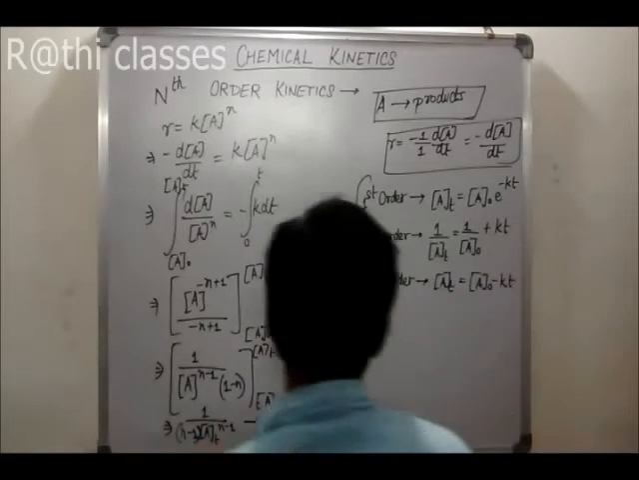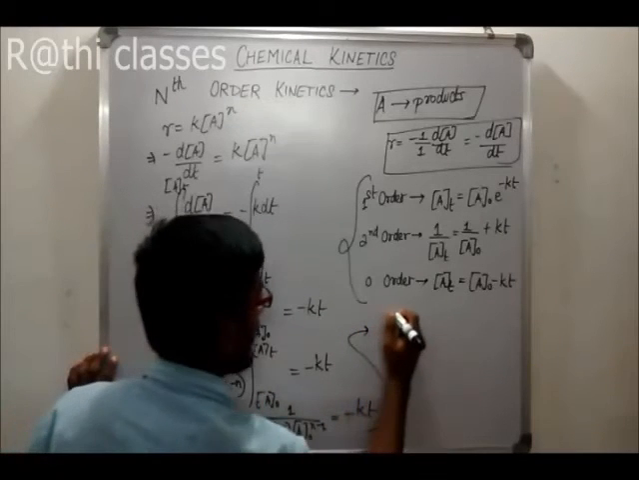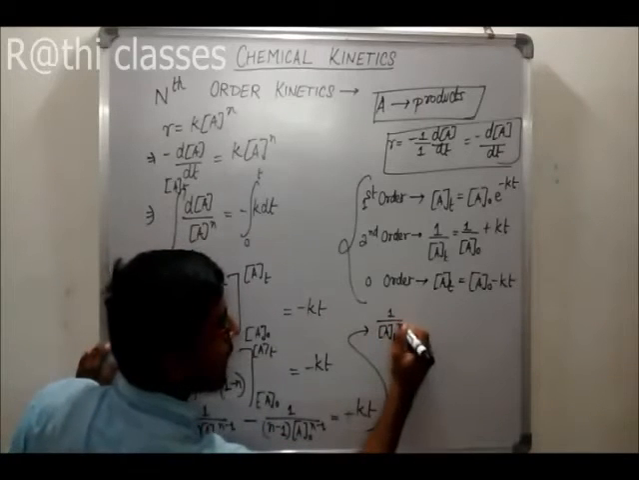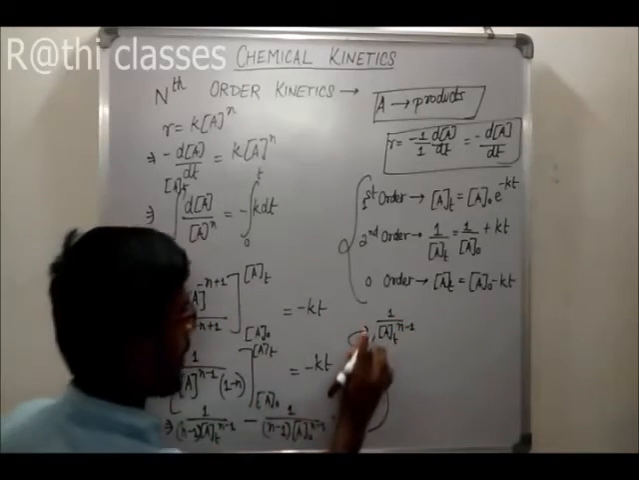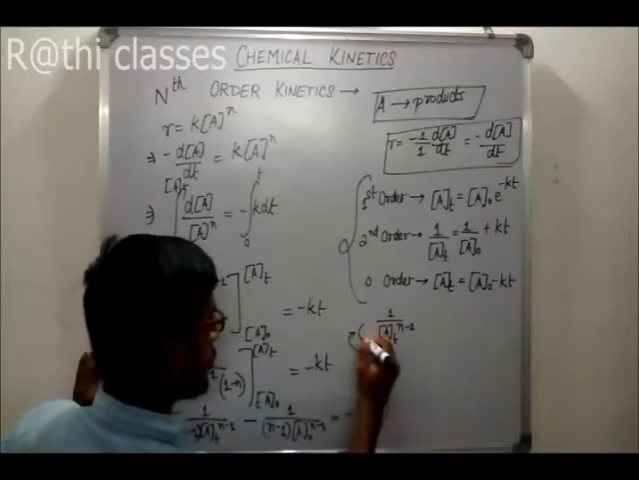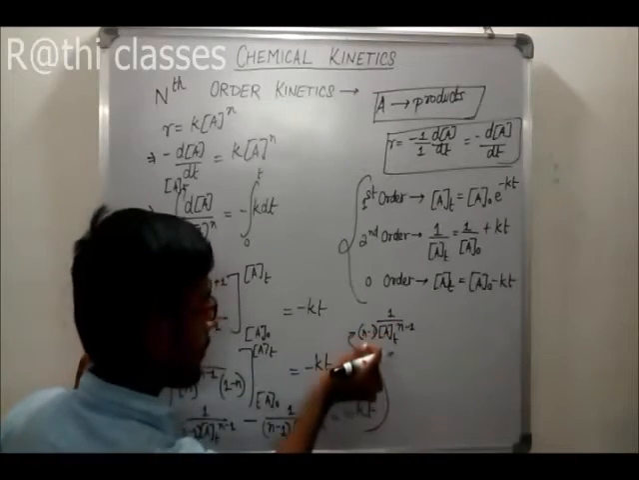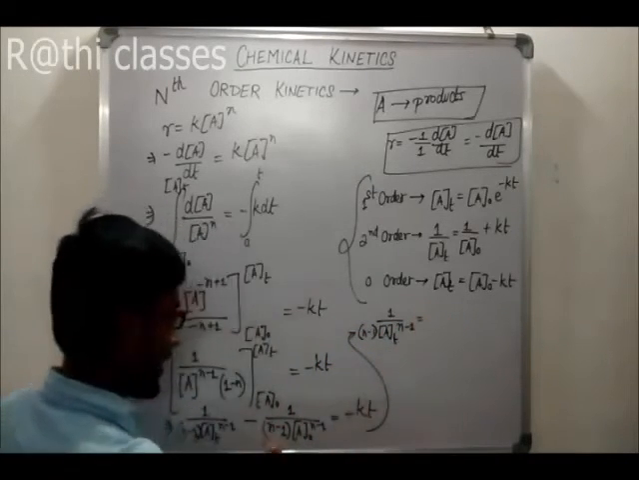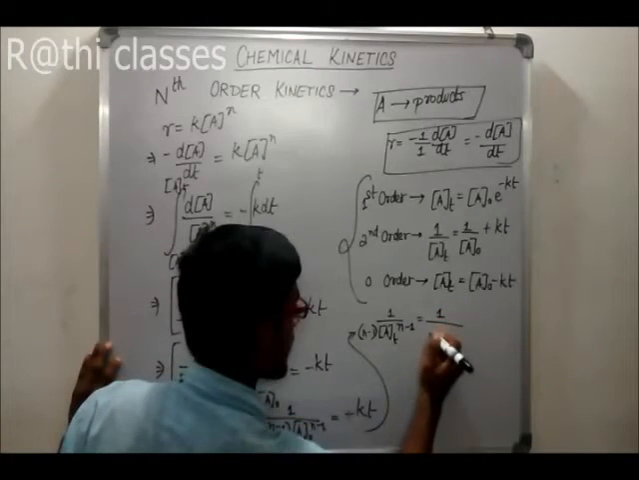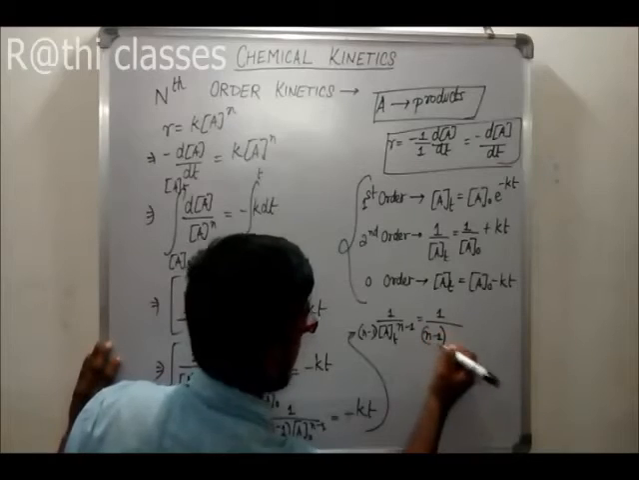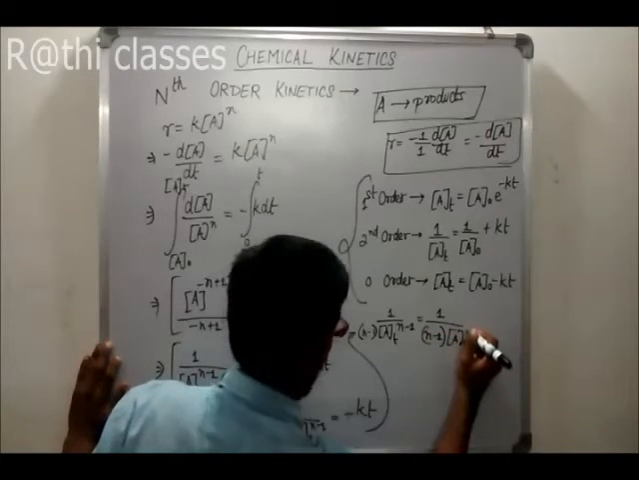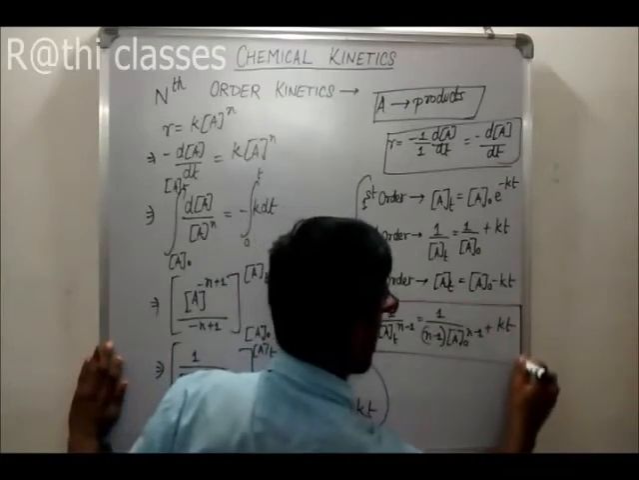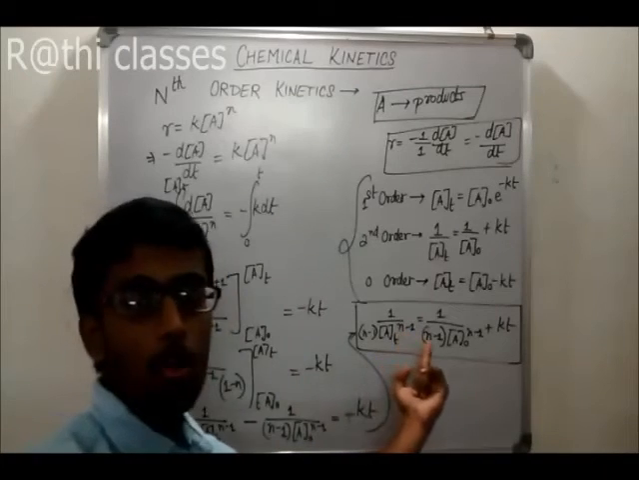I can write it in a more general form, like 1 by A_t to the power n minus 1, into n minus 1, right? 1 by (n minus 1) A_t to the power n minus 1 is equal to, taking this on that side, I get 1 by (n minus 1) into A naught to the power n minus 1 plus kt. This is the general expression, where n is the order of reaction, right?